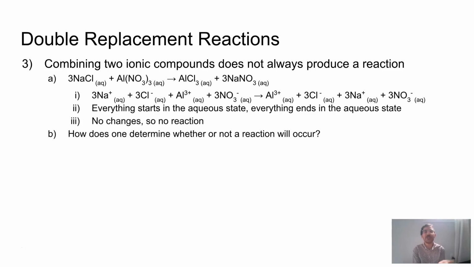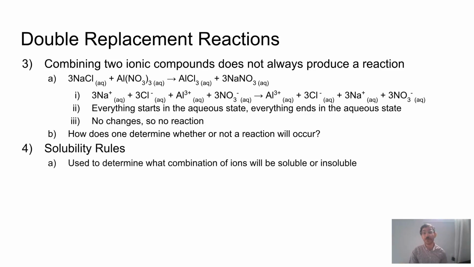So how can one possibly determine if a reaction will occur between two ionic compounds? Well, other than those gases we mentioned earlier, gas and liquid forming reactions, we're going to use these things called the solubility rules. The solubility rules are used to determine what combinations of ions will be soluble, meaning they can dissolve in water, or insoluble, meaning they will not dissolve in water and likely form precipitates.